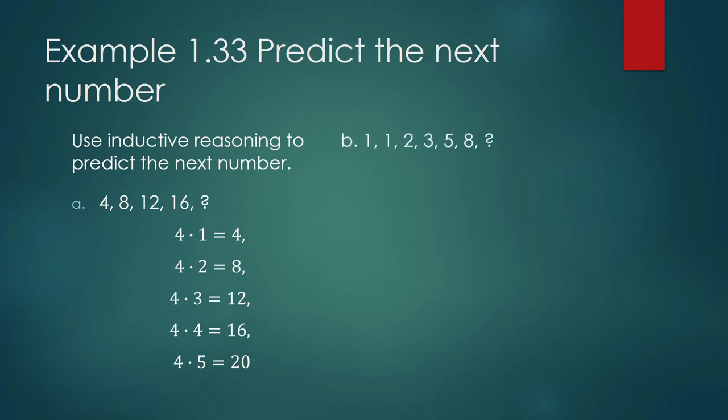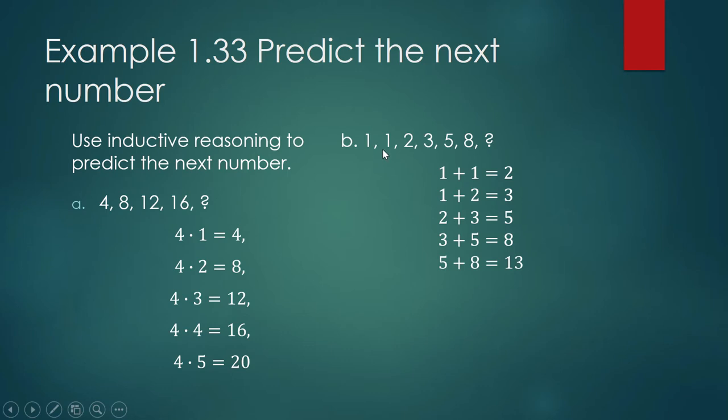How about this one? What's going to be the next number in this list? Okay, so it just seems like each of the terms is the sum of the 2 immediately preceding terms in the list. So these 2 terms won't help us much, but we can get the pattern starting from 2 to 8.